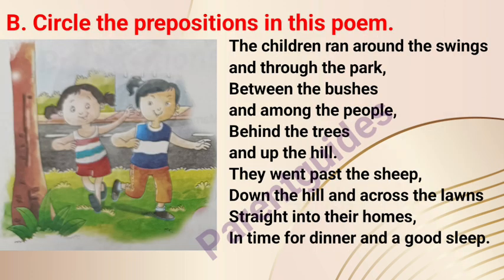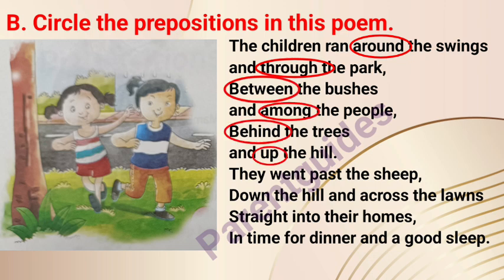B. Circle the prepositions in this poem. The children ran around the swings and through the park, between the bushes and among the people, behind the trees and up the hill. They went past the sheep, down the hill and across the lawns, straight into their homes, in time for dinner and a good sleep. In this poem, the prepositions are around, through, between, among, behind, up, down, across, into, in, for.